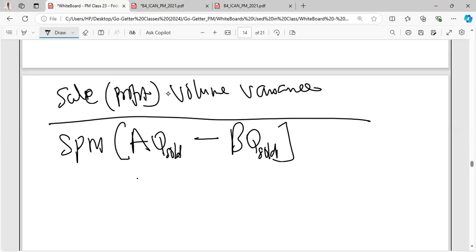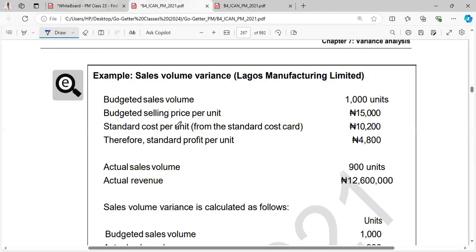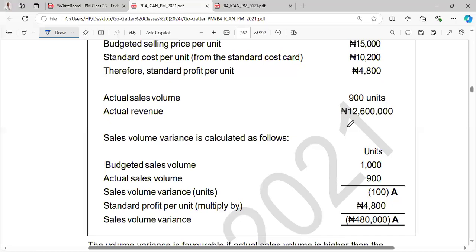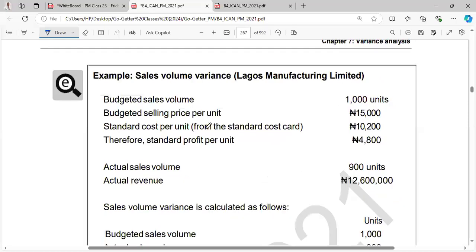Actual quantity sold is 900, budgeted quantity sold is 1000. What is the standard profit margin? That is what you want to look at: the standard profit margin from your standard cost per unit. Look at your selling price. Selling price was 15,000, standard selling price.